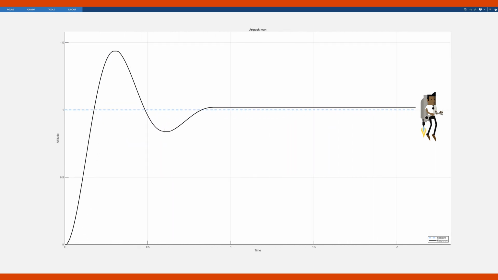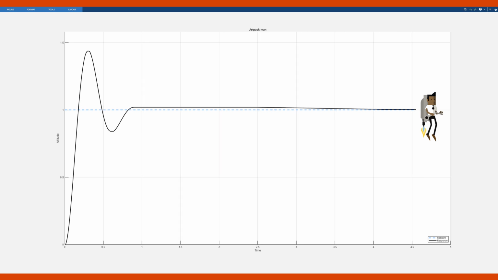Now we have a new problem. Jimmy overshot the target height by a lot, and we don't want him to bump his head on the ceiling. This system is what we call underdamped.